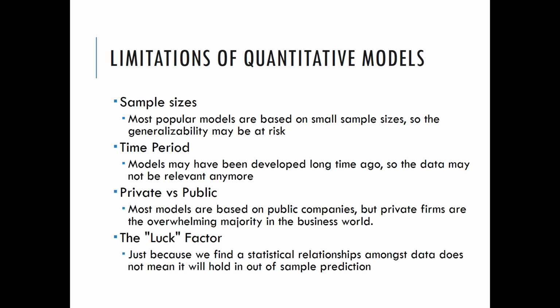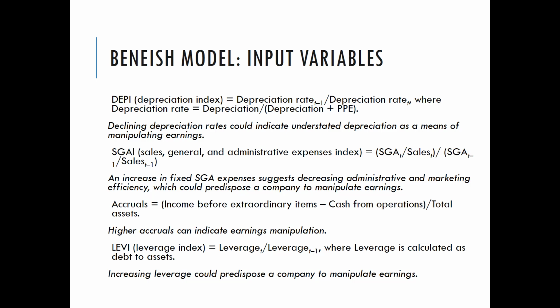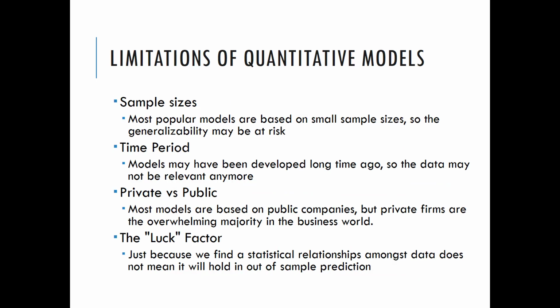For example, sample sizes, in the sense that most of them have been developed on very tiny little sample sizes. So the Beneish model, what was it, 74 manipulators and 74 non-manipulators. In the world, there's like millions upon millions of companies. So the fact that this sample is just based on about 150 firms means that there's a high probability that these 150 firms might not be representative of all other businesses out there. So essentially, small sample sizes means that your generalizability might not be that great.